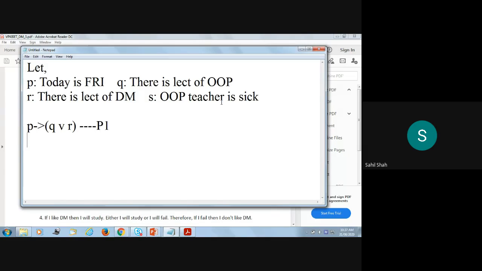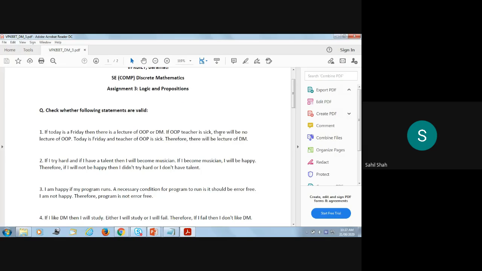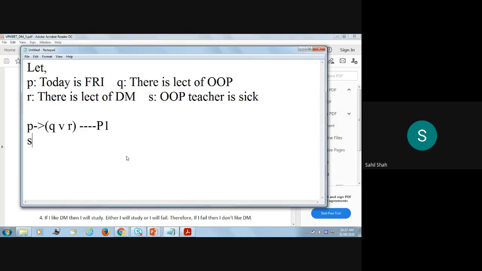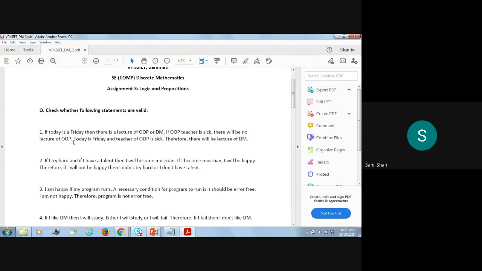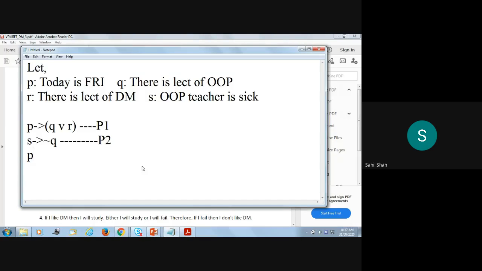In our first example, we have three premises. If OOP teacher is sick, S, then there will be no lecture of OOP, negation of Q. This is premise 2. Third, today is Friday and teacher of OOP is sick. Today is Friday is P, and who is the teacher of OOP? S. P and S is premise number 3.